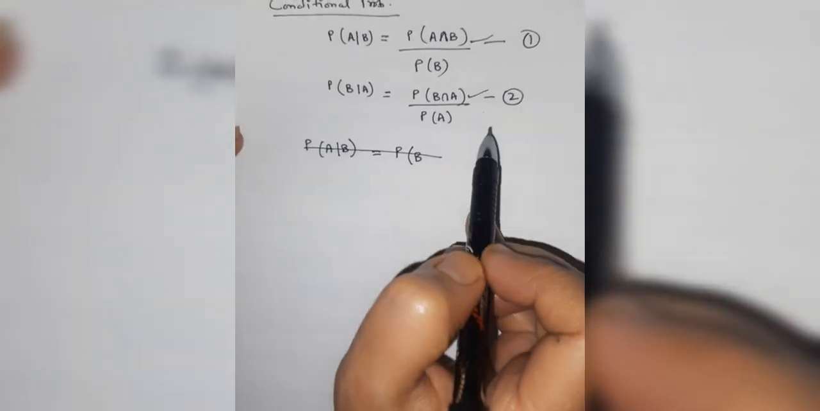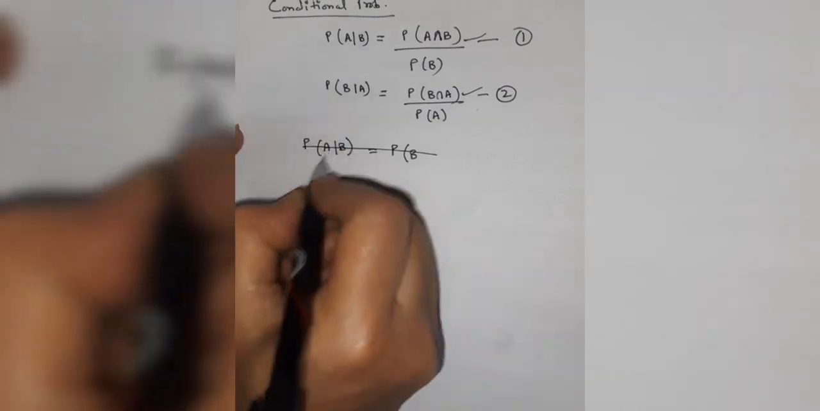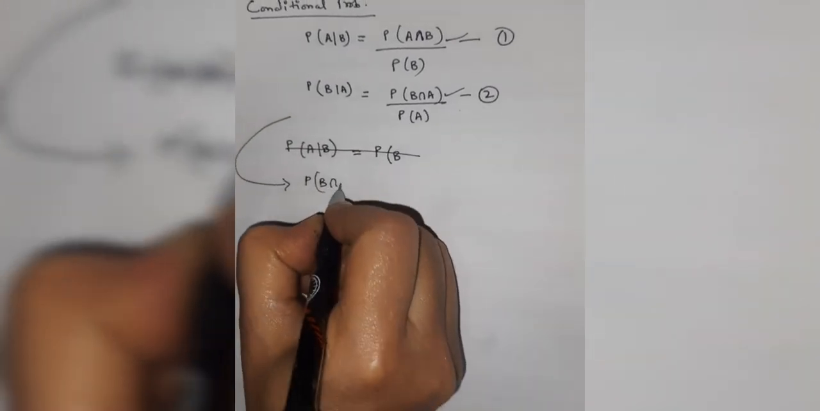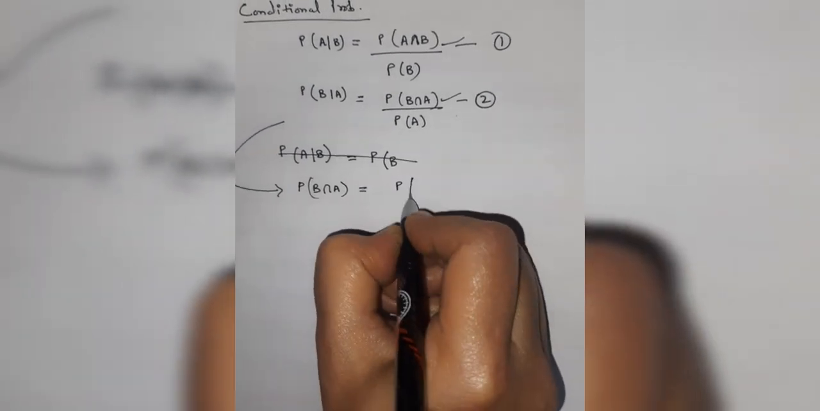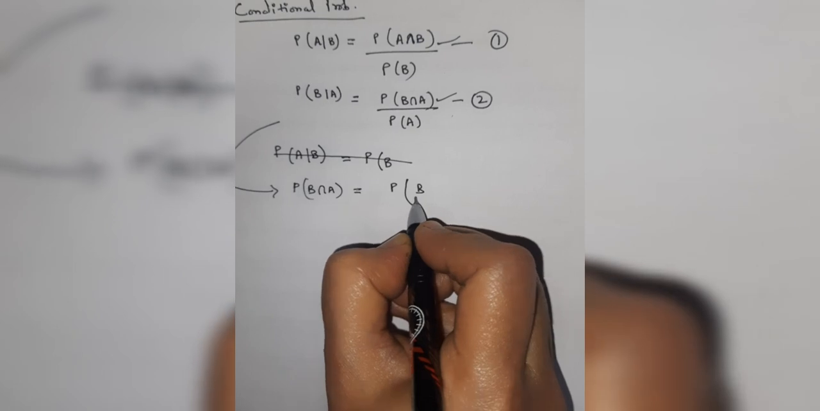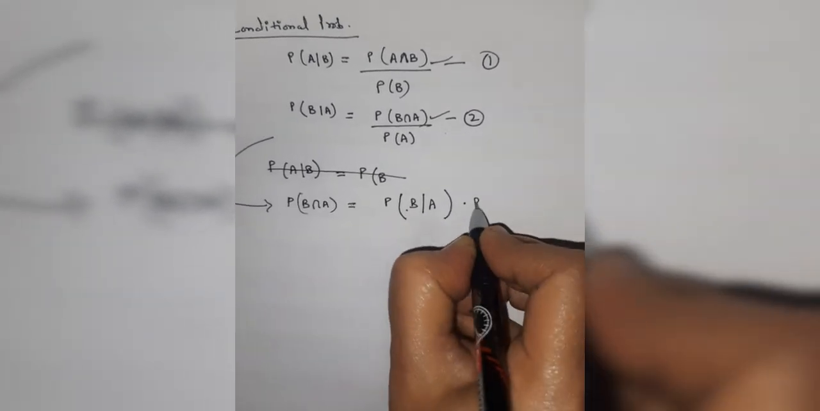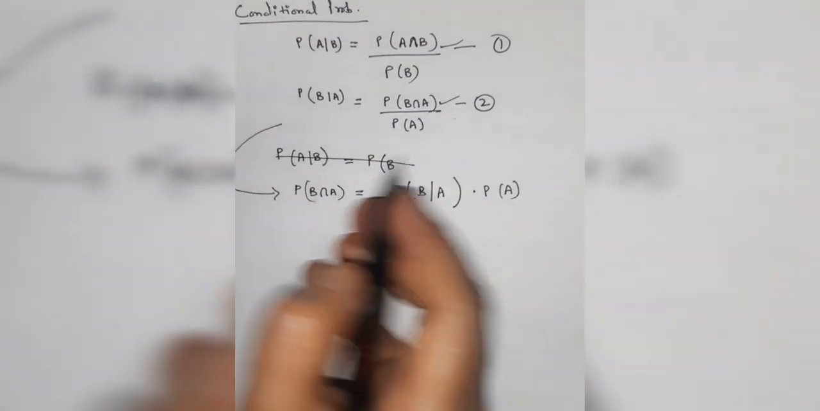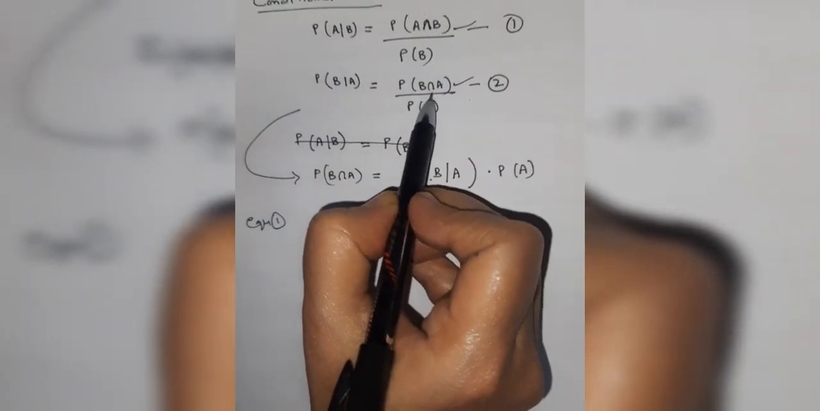Now we'll derive from equation number 2. We have named them equation 1 and equation 2. Let us take equation number 2. Here this can be probability of B intersection A. If we take it on one side, it becomes probability of B when A is given multiplied by probability of A. Now, as we know these are the same, we'll take equation number 1 again and replace probability of A intersection B by probability of B intersection A.